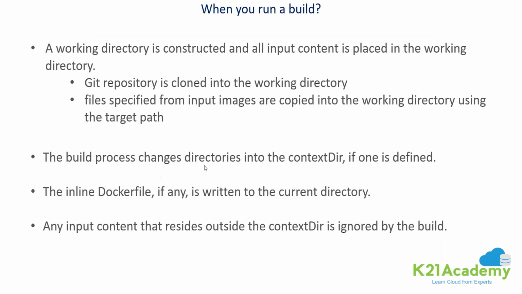But the build process changes the directories into the context directory if you have defined it. And if you have defined it, then the inline Dockerfile, if any, is written to the current directory. Any input content that resides outside the context directory is ignored by the build. So precedence is given to the context directory. This needs to be understood and remembered, guys. So what happens when you run a build? It copies everything inside the working directory or your context directory.